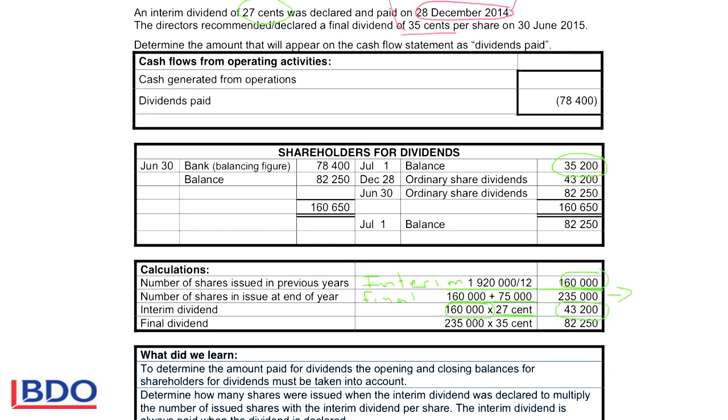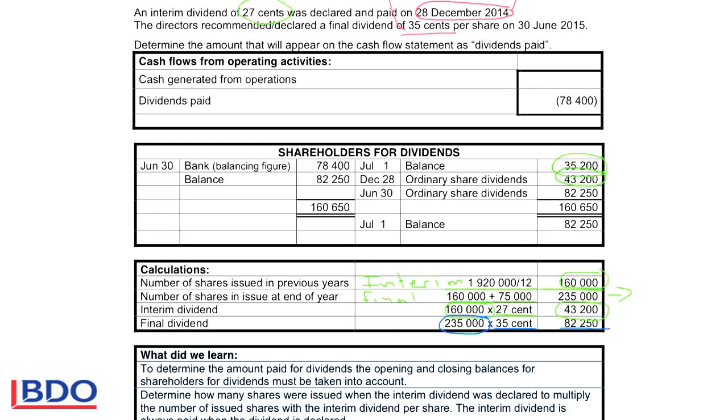So I will go and show in my shareholders for dividends account that I owe the money to the shareholders, so the shareholders will be credited with 43,200. The expense, ordinary share dividends, will be debited. Then at the end of the year, we will look at the number of shares that we've got at the end of the year. So it's the shares of the previous year plus the shares that were sold in the current year. The dividend declared was 35 cents per share. And if I multiply that, it gives me 82,250. So I will debit ordinary share dividends, the expense account.